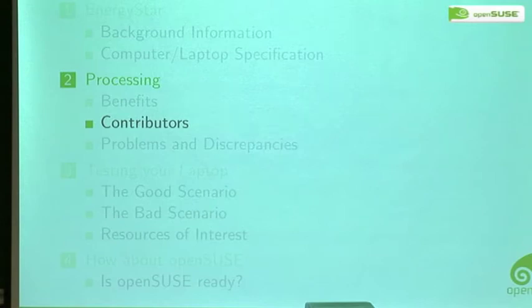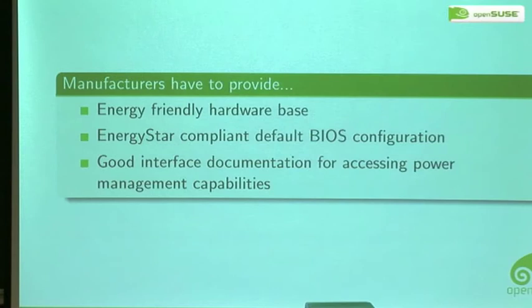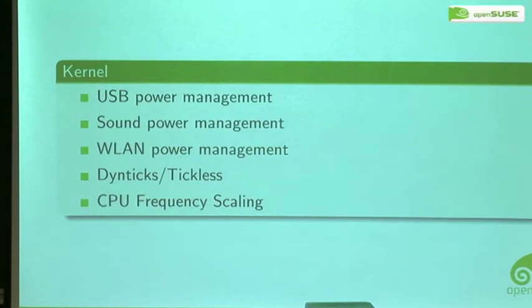So what do the different parties actually have to do to get an Energy Star certification? The manufacturers, of course, have to use energy-friendly hardware. They have to ship a good default BIOS configuration, and of course they need good interface documentation for their hardware features, power management, so that kernel developers can make use of these hardware capabilities. There's a bunch of technologies in the kernel. Just picking some examples like power management for USB or VLAN or something like tickless and DynTicks or frequency scaling.